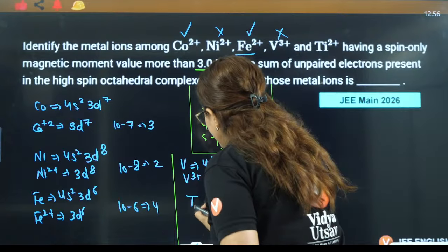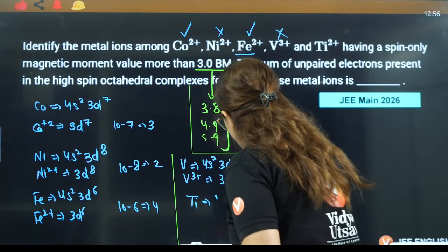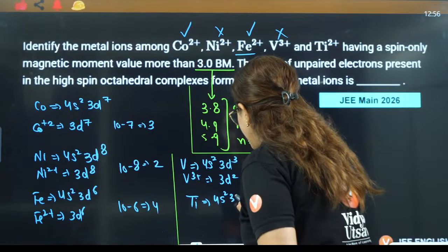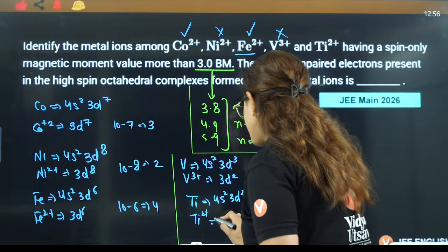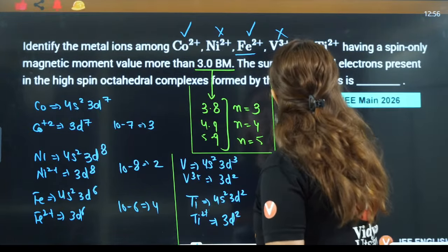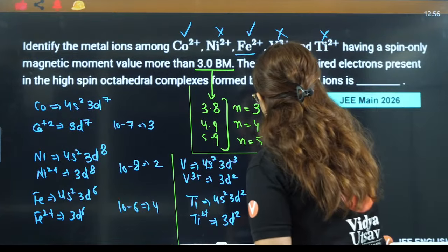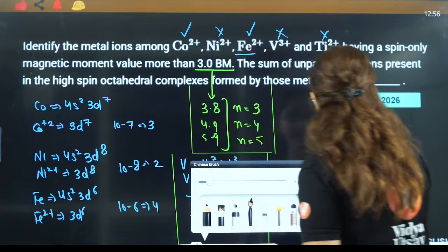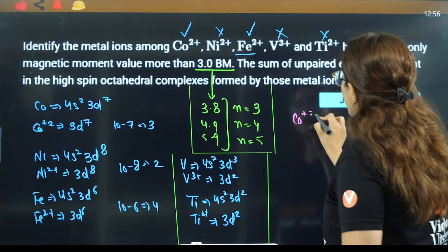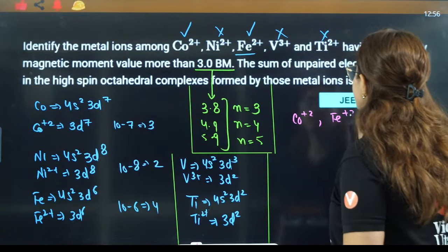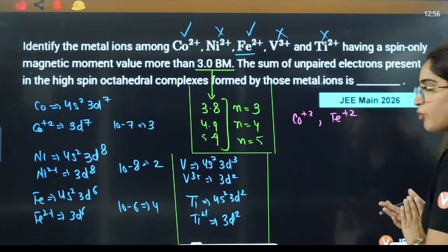Titanium is 4s2 3d2. You take out 2 electrons from here, and this will become 3d0. So definitely no. So the answer will be only 2 metals: that is cobalt and iron, which have more than 3 magnetic moment.